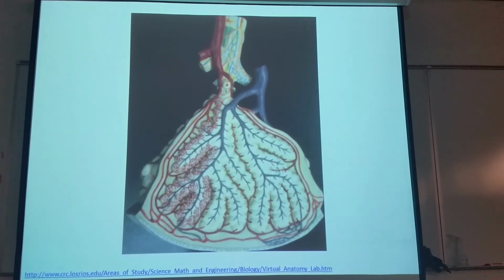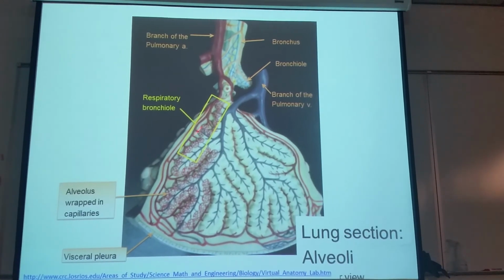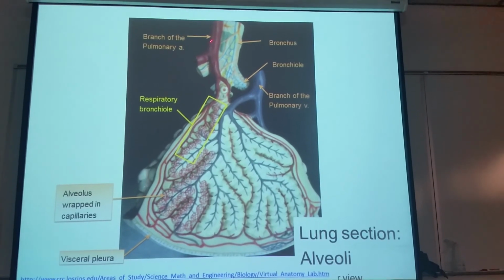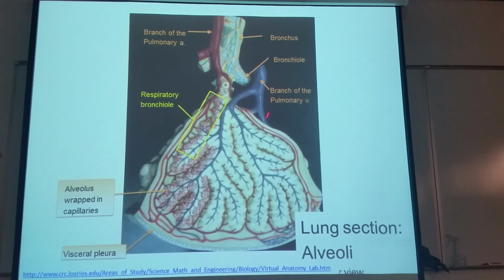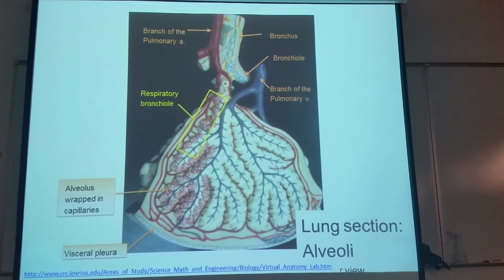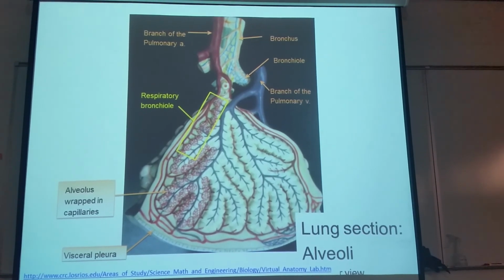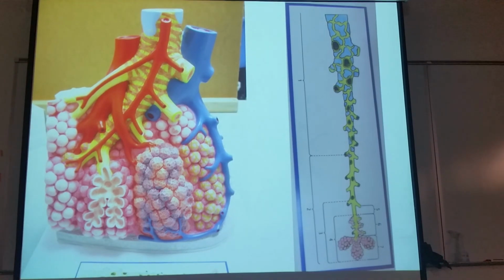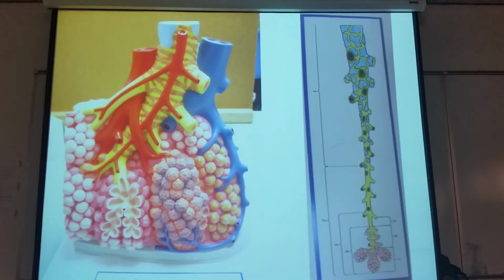This is the back of that same model, and you get a better view of the respiratory bronchiole. It's still the pulmonary artery, pulmonary vein, and alveoli, with capillaries. That's about all I see there. You can see the visceral pleura. It's labeled there. This is another different kind of model of the same material.